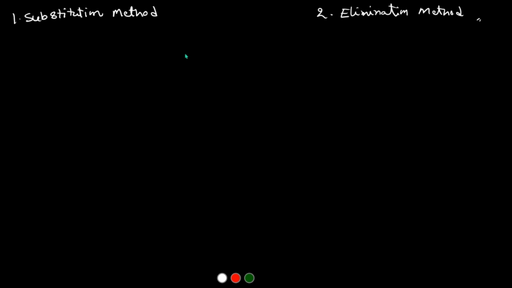So now we will see an example. I read a pair of linear equations and I will solve these equations by using both methods. Okay, let's take one pair of linear equations: 7x minus 15y is equal to 2, x plus 2y is equal to 3. These are two linear equations with two variables. Let's see how we solve these two equations by using the substitution method.